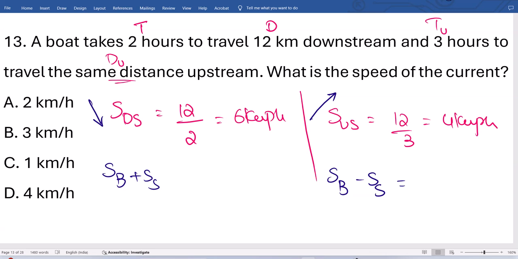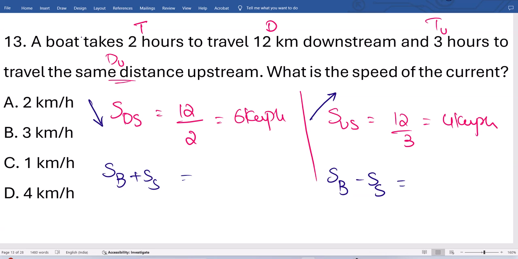Here they are asking speed of current, which is nothing but speed of water, speed of the river. The river is traveling with a certain speed. So that speed is SS, speed of stream. Why is the term SS stream? They use the word stream most frequently. Upstream is again the stream, opposite to the stream. If you travel on a bike opposite to the wind, it will push you back and your speed will decrease. If you are traveling along with the wind, your speed will increase. That's why here it is plus, here it is minus.